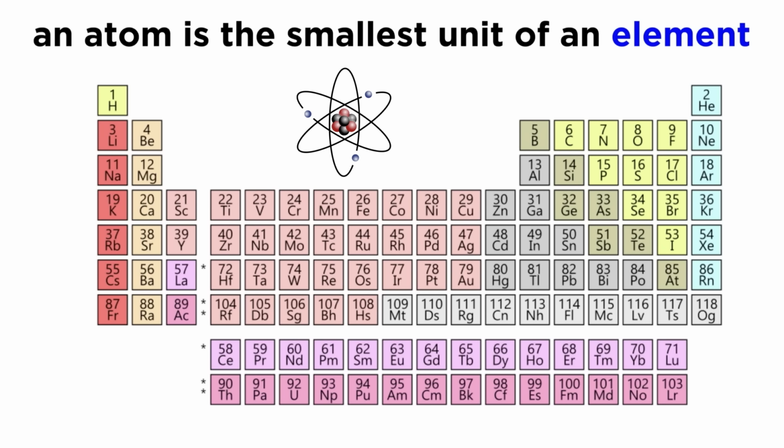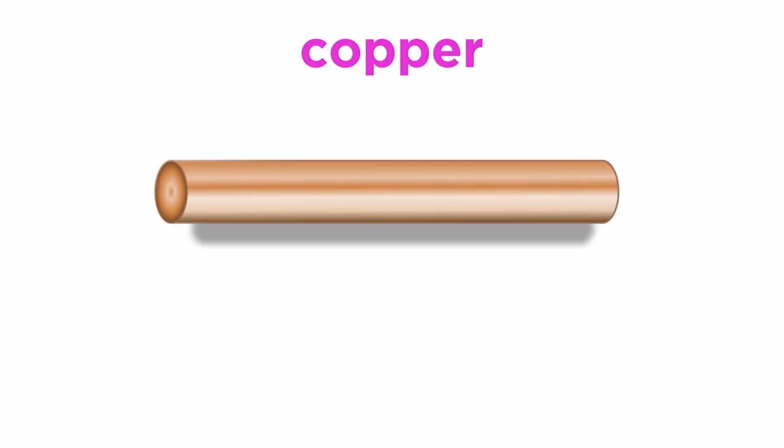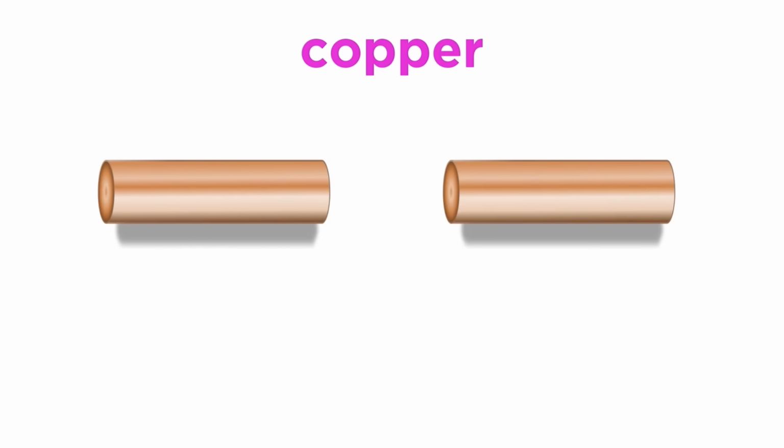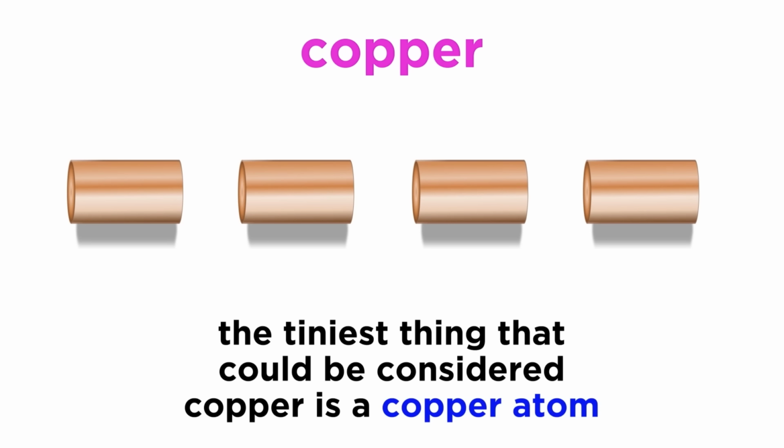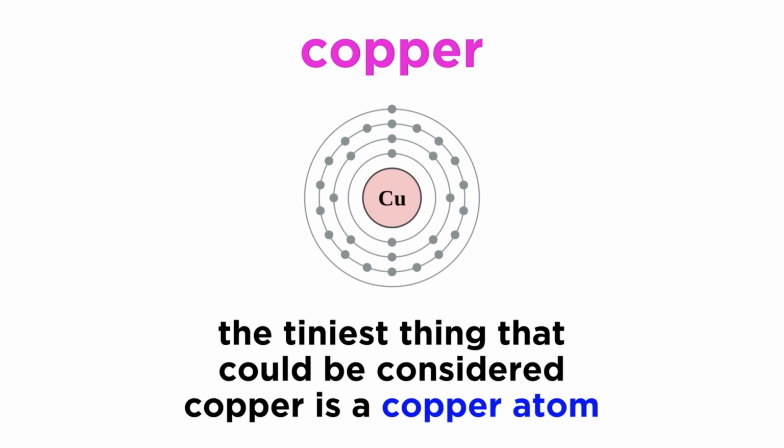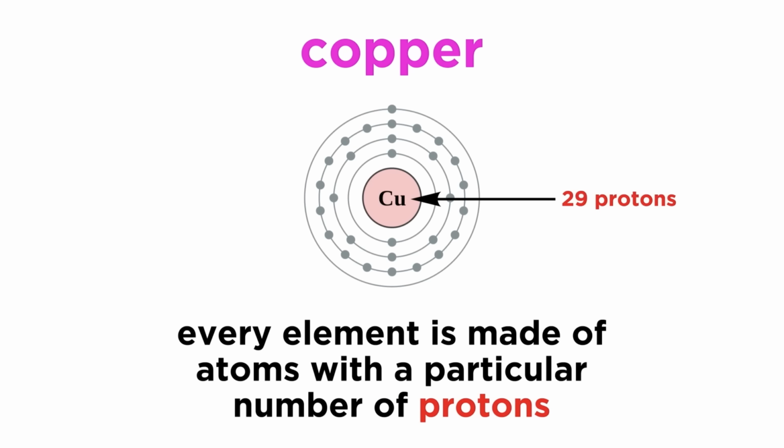An atom is the smallest unit of an element, which are these things we see on the periodic table, such as copper. If we cut a copper rod in half, we get 2 smaller copper rods. We can continue doing this many times until we finally reach the tiniest thing that could be considered copper, and that's a copper atom. Every element is made of a different type of atom, which means it has a different number of protons inside, and if we were to break apart this copper atom, we wouldn't have copper anymore.